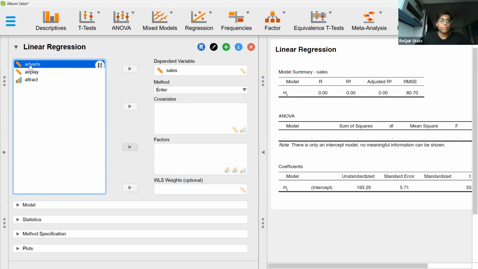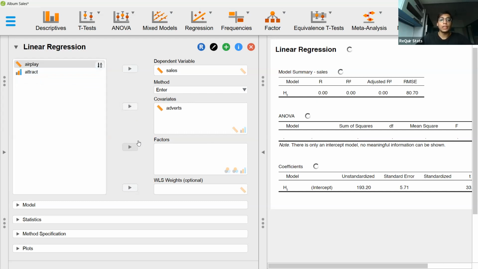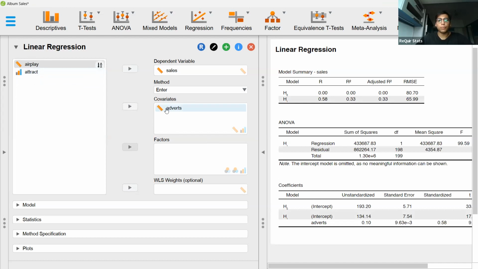All right. So adverts is clearly a scale variable, a numerical continuous variable. So we'll put that into covariates. In any case, there is no place to put adverts into factors because this box just does not accept scale variables. So the only place you can put it in is the covariates box.